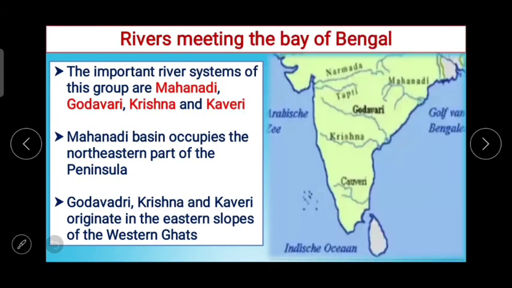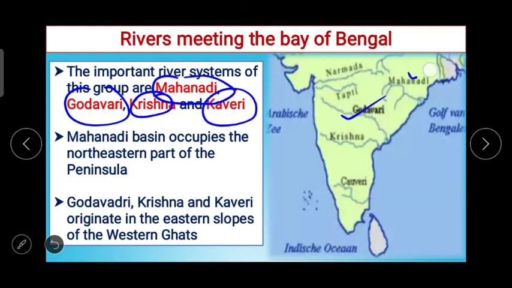And now the next point, rivers meeting the Bay of Bengal. Most of the area of the peninsula is drained by the rivers flowing towards the Bay of Bengal. The important river systems of this group are Mahanadi, Godavari, Krishna and Kaveri. Now, here you can see Godavari, Mahanadi, Krishna and Kaveri. Mahanadi basin occupies the northeastern part of the peninsula. Godavari, Krishna and Kaveri originate in the eastern slopes of the Western Ghats.